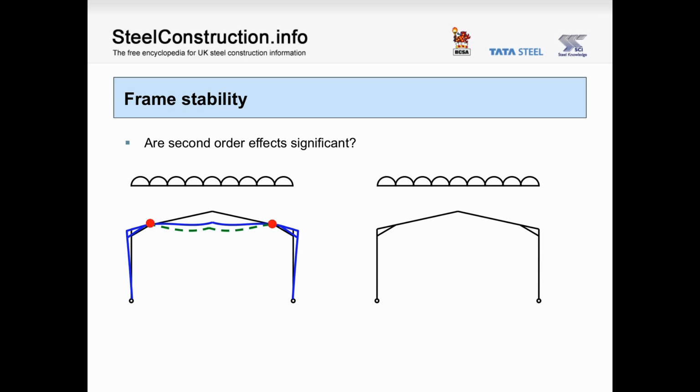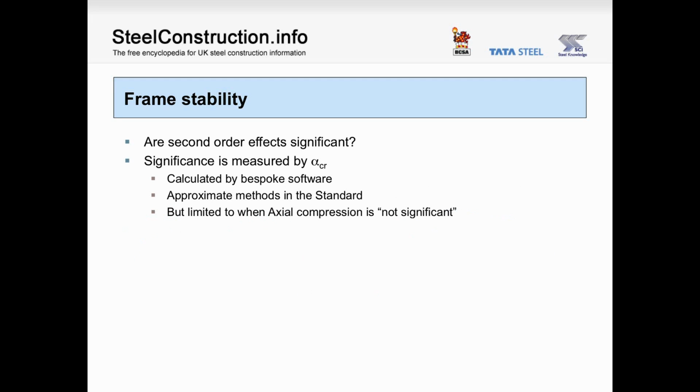If we think of a frame which is subject to vertical load and lateral load, then the vertical reactions at the end of the rafters are now eccentric to the base reactions, and this encourages the frame to collapse. Both of these effects are second order effects, and we must assess if they are significant or not. The significance is assessed by the value of a term alpha crit. Alpha crit will generally be calculated if you're using bespoke software.